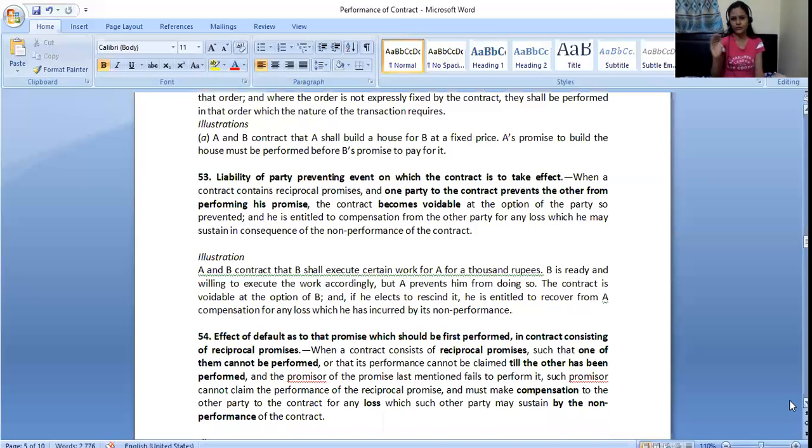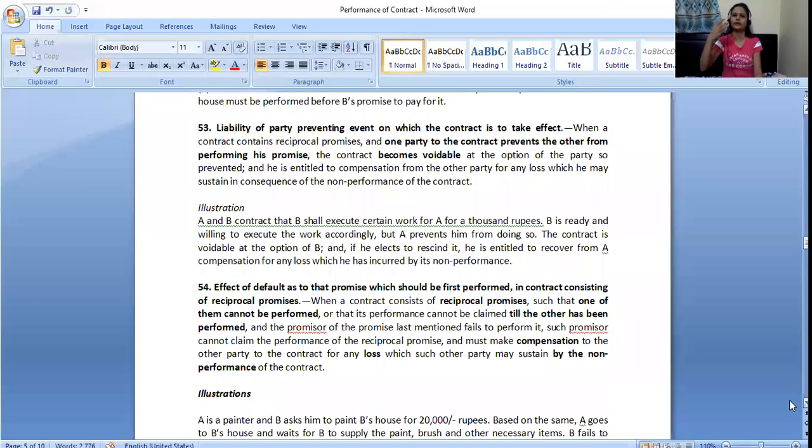So you can just try to relate this with day-to-day life examples. These types of situations we come across, right? In general also we come across. So accordingly only you can relate to this.